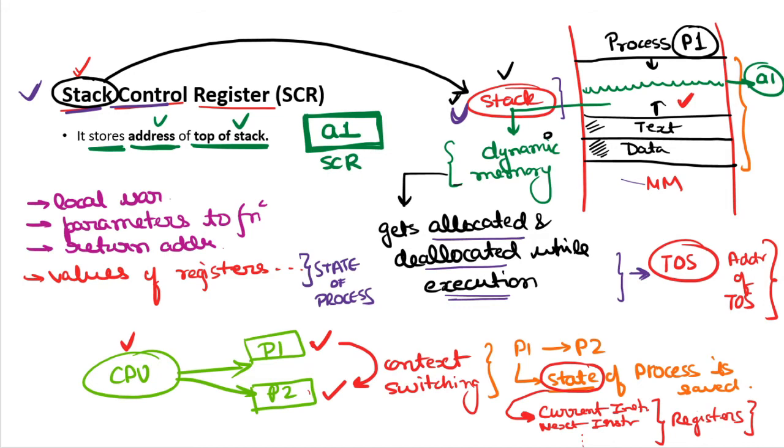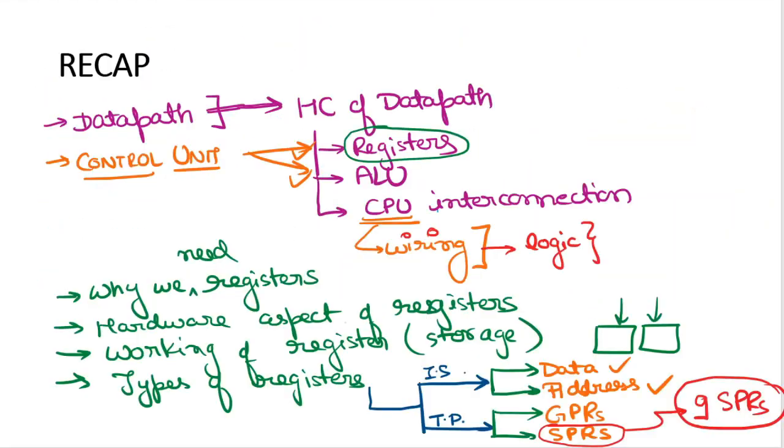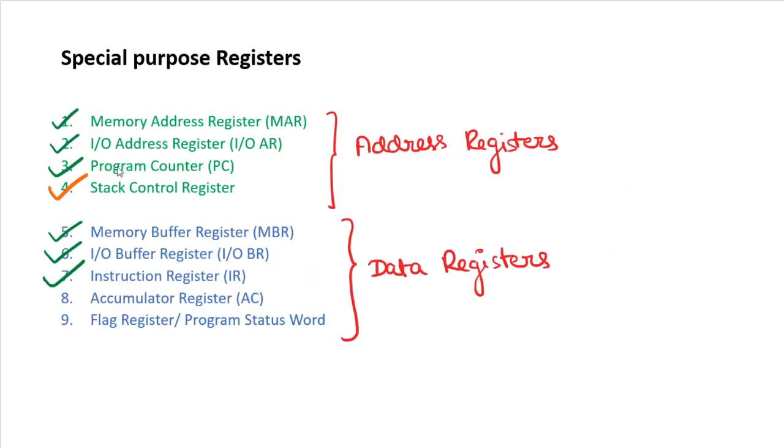So this is what the stack control register is. I think the seventh register is also done, right? Now these two registers are remaining, the accumulator register and the flag register. Let me tell you one thing: the accumulator and flag register both reside inside the ALU.